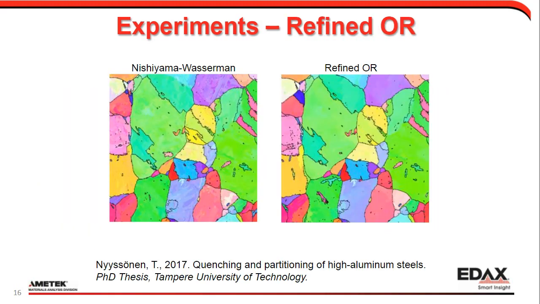I've also tried to refine the orientation relationship. So I start out with Nishiyama-Wasserman and then refine it using an example from a thesis from Tampere, from Misonen. And you don't see a lot of difference here. You do see definitely some smoothing within the reconstructed grains and the orientation, as you would expect. But I'll show another example later of where this refinement can be helpful.